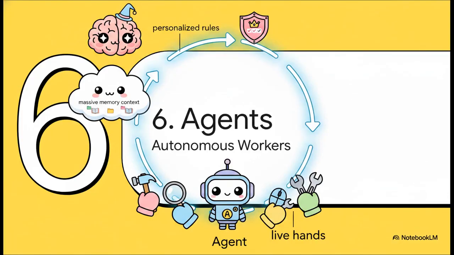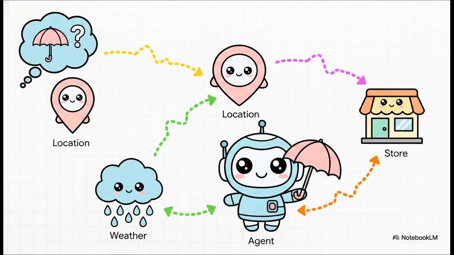And finally, the peak of our journey, Part 6, the autonomous worker, agents and agent skills. Let's move on and see how this all builds together into something truly magical. What happens when you let the AI loop its tools entirely on its own? Let's say you tell an agent, "Hey, do I need an umbrella today? And if I do, find me a place to buy one." The agent acts like a wildly efficient independent manager.